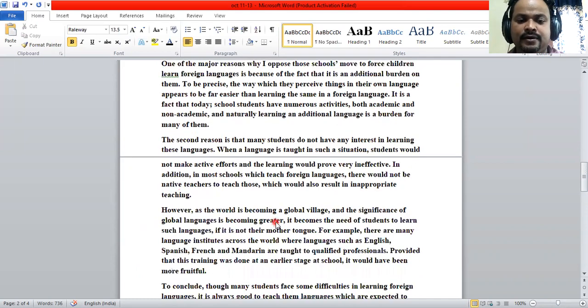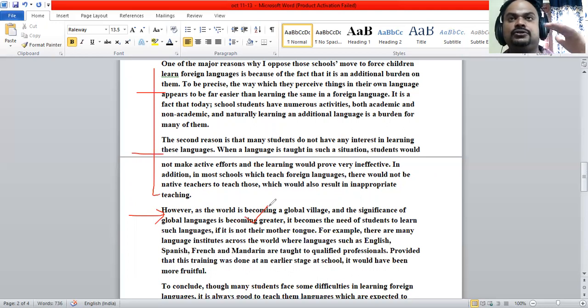However, the world is becoming a global village. The significance of global languages is becoming greater. The world is coming under one umbrella, and when the world comes under one global umbrella, the significance of global languages goes up. And it becomes the need of the students to learn such languages if it is not their mother tongue.